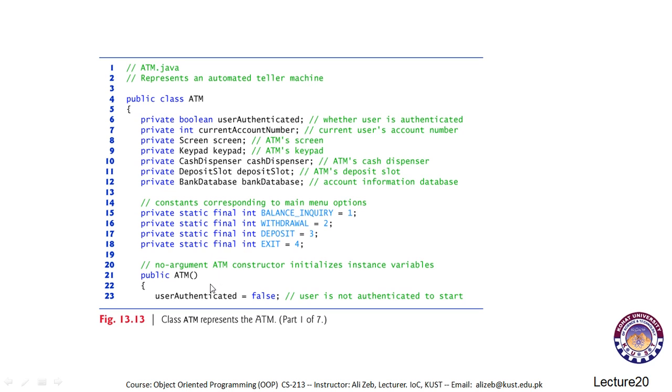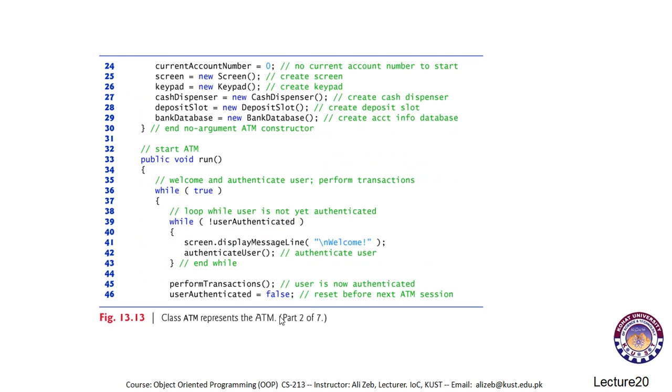The constructor of the ATM class initializes these variables. By default, a user is not authenticated, and then we have the objects of the other classes. The current account number is 0 by default. And this is the method that will be called, where the execution of our ATM system will start.